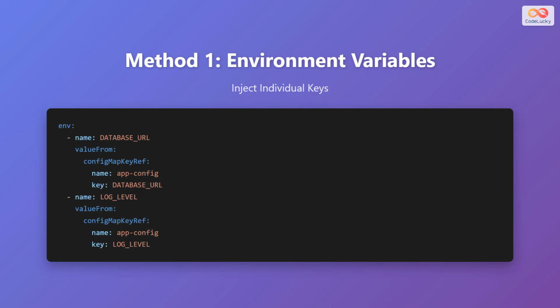Now let's see how to inject ConfigMap values as environment variables. The first approach is to inject individual keys one at a time. Under the env section of your container specification, you define each environment variable. For example, to inject database_URL, you specify the name and then use valueFrom with configMapKeyRef. This tells Kubernetes to pull the value from a ConfigMap. You provide the ConfigMap name, which is app-config, and the specific key you want to use. You repeat this pattern for each key you need, such as log_level. This method gives you fine-grained control over which ConfigMap keys become environment variables.